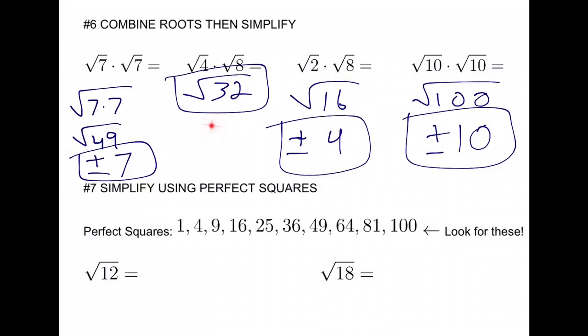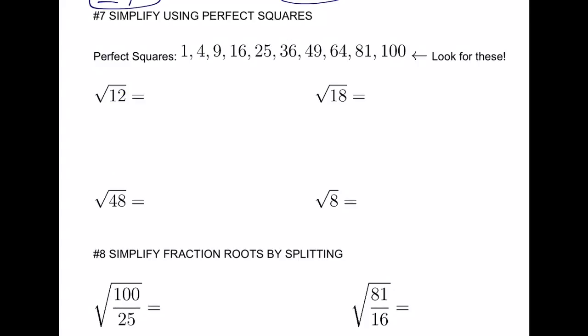Now, on the next day, we did learn how to deal with simplifying something like the square root of 32. It's called simplifying by using perfect squares. Let me show you how it works. We have this list of numbers here, which is generated because 1 times 1 is 1, 2 times 2 is 4, 3 times 3 is 9, 4 times 4 is 16, 5, 6, 7, 8, 9, and 10 multiplied by themselves. What we do is we try to figure out the largest such perfect square that multiplies into 12 or 18 or 48 or 8.